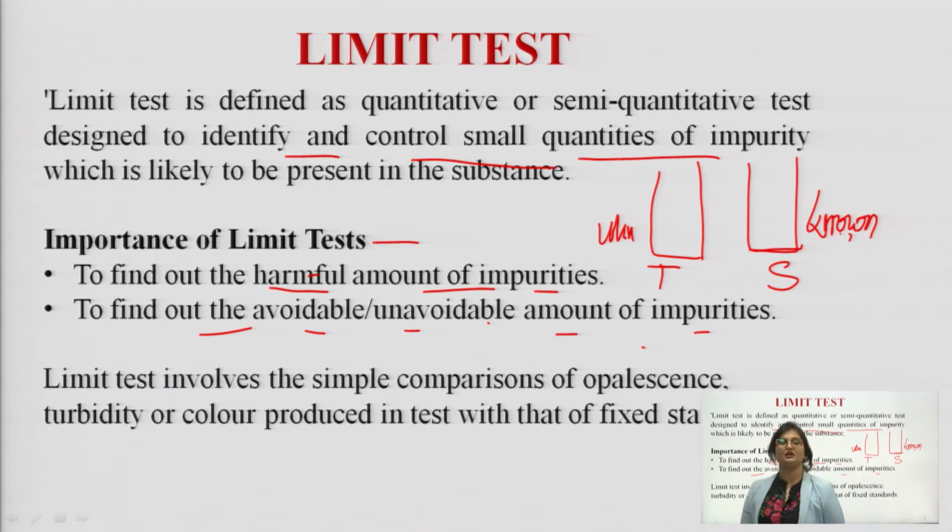It is used to find out avoidable or unavoidable amount of impurities. Next, a limit test involves simple comparisons. What does a limit test do? It involves simple comparison of opalescence, turbidity or color produced in a test with that of the fixed standard.